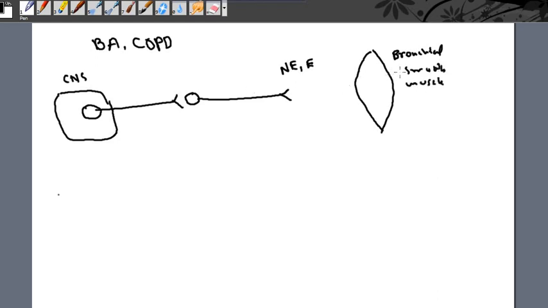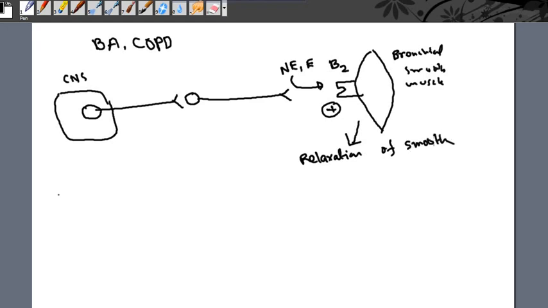So this bronchial smooth muscle contains beta 2 receptor, and when epinephrine and norepinephrine stimulate this beta 2 receptor, what happens? There is relaxation of bronchial smooth muscle. When this bronchial smooth muscle relaxes, this will lead to bronchodilation. This is very, very important.